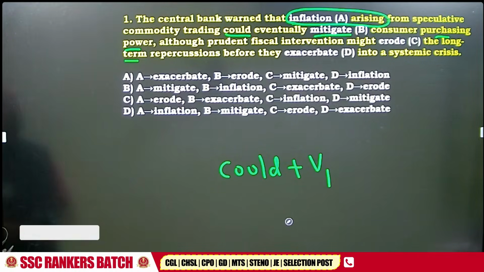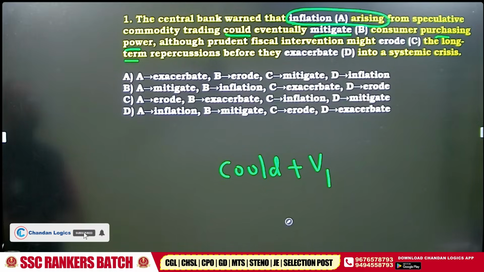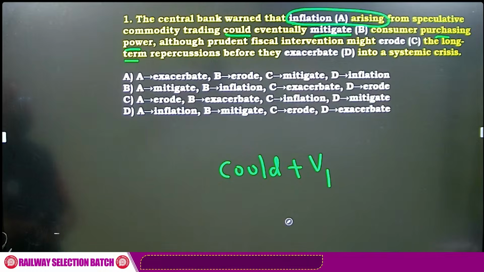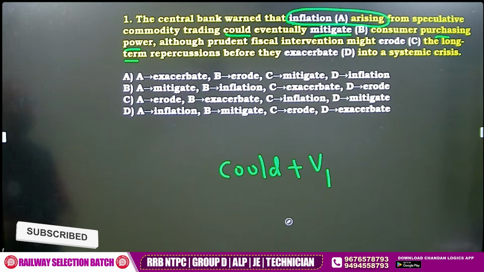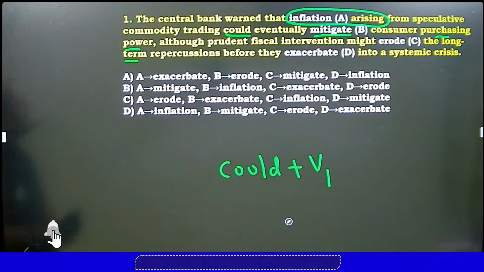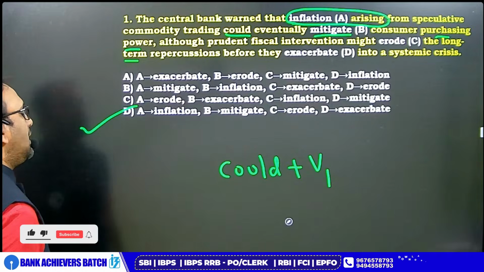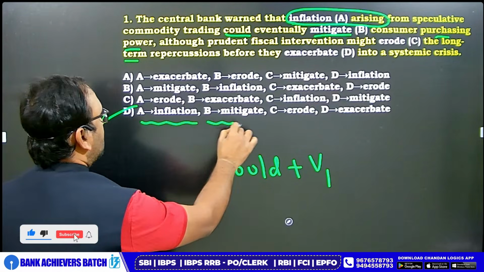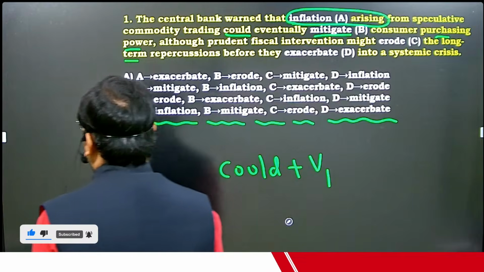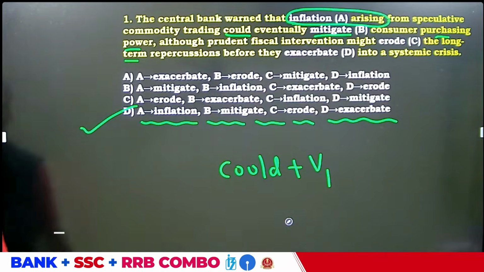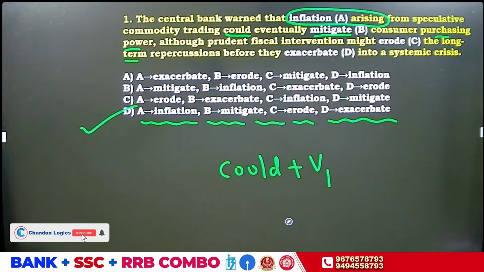So the central bank warned that inflation arising from speculative could mitigate consumer power. Everything is perfect, dear. You're right. You really don't have to make any differences here. The sentence is perfectly perfect. There is no problem at all with this sentence. There is really no problem here, my dear friends.